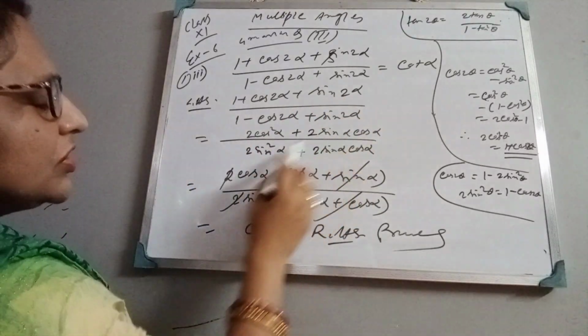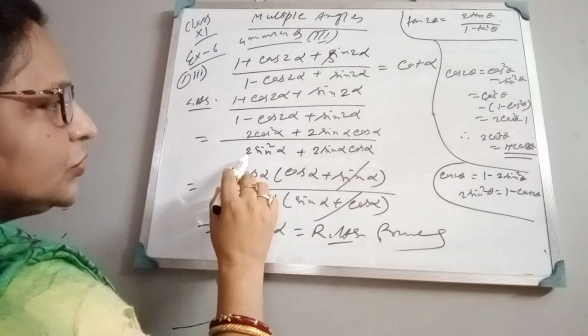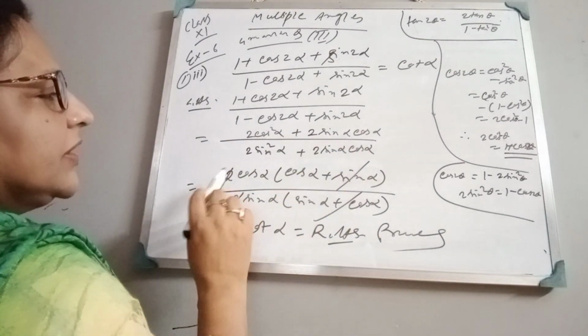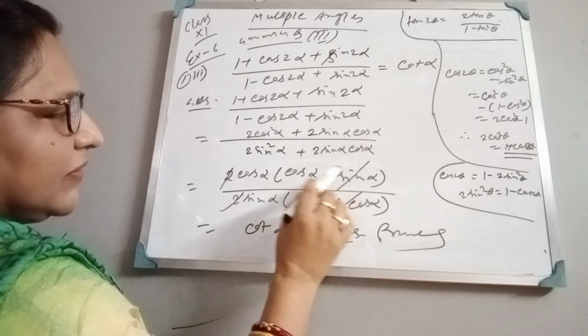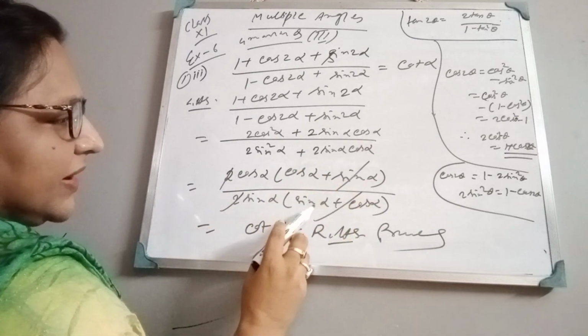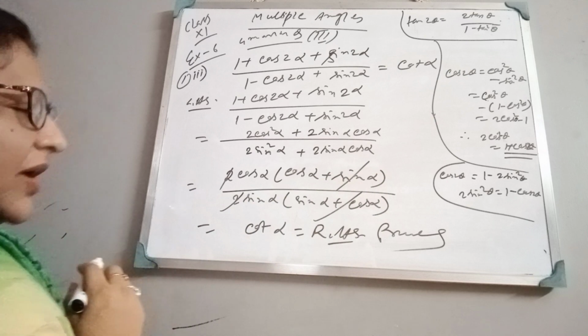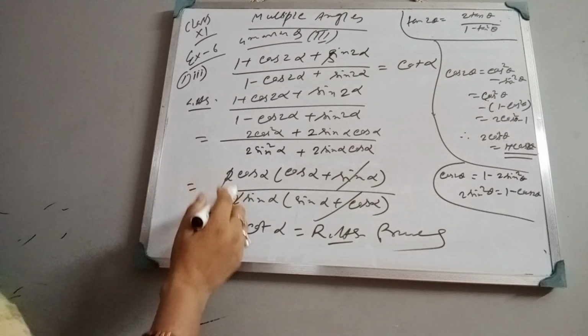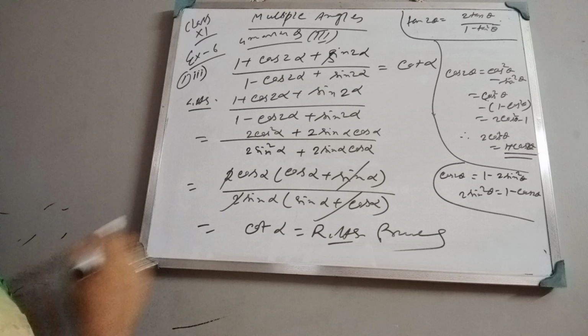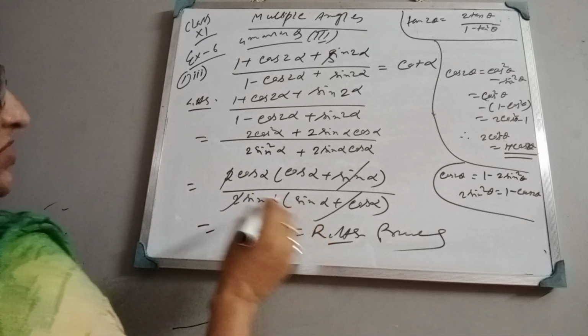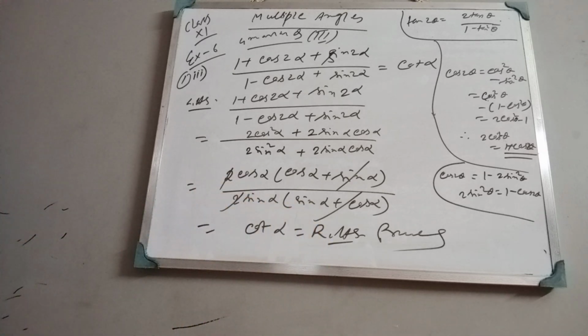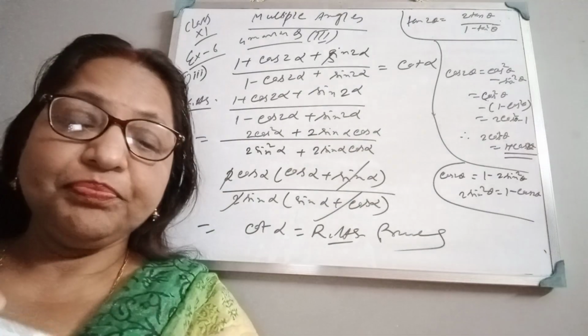Now take common 2 cos alpha from the numerator and 2 sin alpha from the denominator. Then what we will get? In the bracket we will get cos alpha plus sin alpha, and here we will get sin alpha plus cos alpha. Now let us cancel the sin alpha plus cos alpha as a common factor, and 2 from both numerator and denominator. So cos alpha by sin alpha, that gives us cot alpha, which is equal to the right hand side.